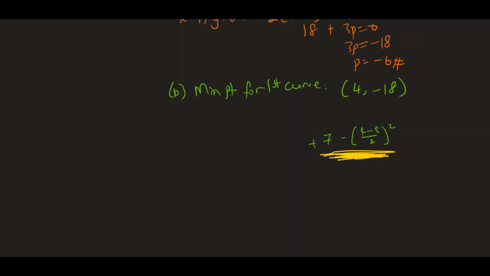And I know what q is already. q is 12. So I just calculate 7 minus ((4 minus 12) over 2) squared. So 7 minus (negative 8 over 2, negative 4) squared. So negative 4 squared is 16. 7 minus 16 is negative 9. So from here I can figure out the minimum point for the second curve is (4, negative 9). This is the constant part of the completing the square form. This gives us the y coordinate. So that's all for this question.